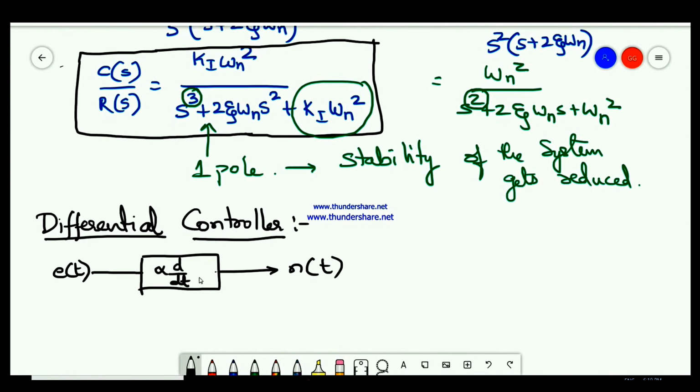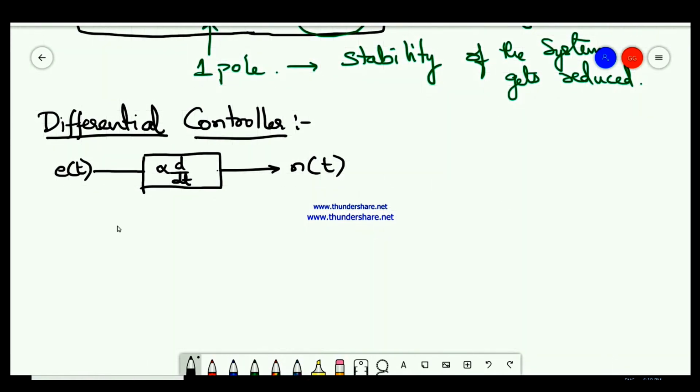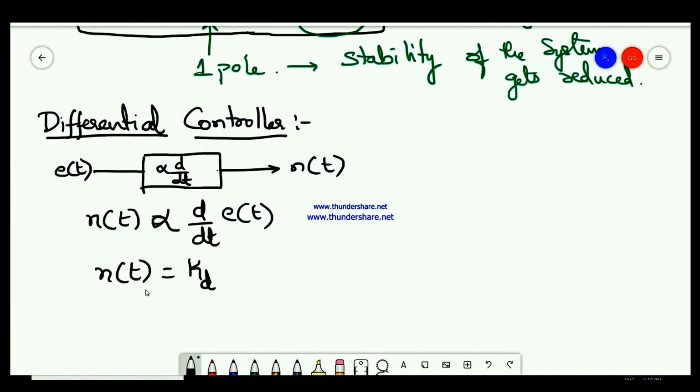So if I write the equation for this particular differential controller, n of t is proportional to d by dt of e of t, differentiation of e of t. Therefore I would say n of t equals k d into d by dt of e of t, where k d is some differential constant.